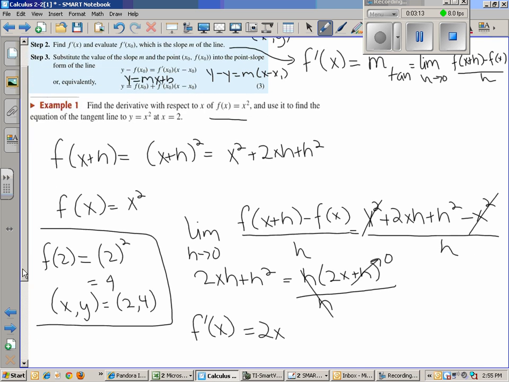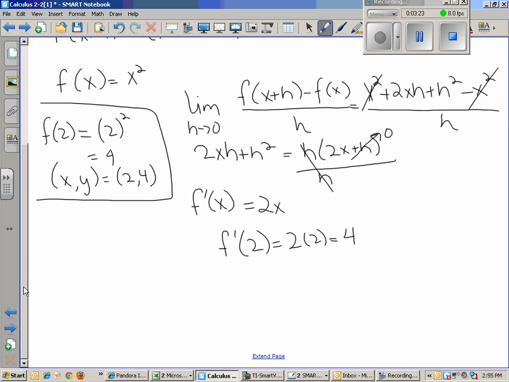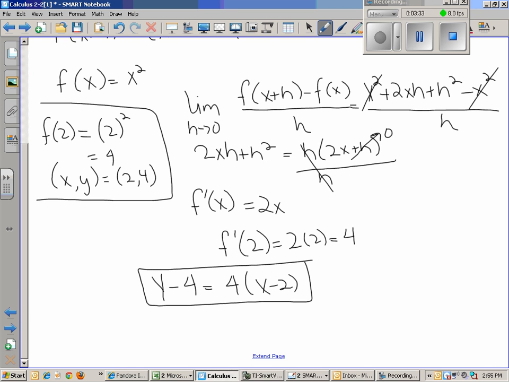2 squared is equal to 4. So the point x comma y is equal to 2 comma 4. I should have done this first. My bad. So here's step 2. Now I need to evaluate this at that x value. And now I'm just going to use my point slope formula, which is y minus 4 equals the slope m at x minus 2. And we stop. We don't have to go any further.